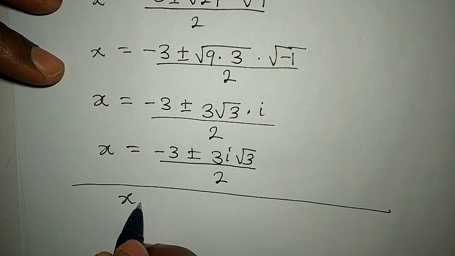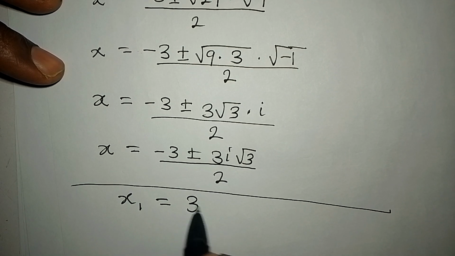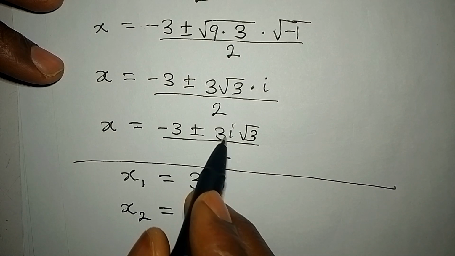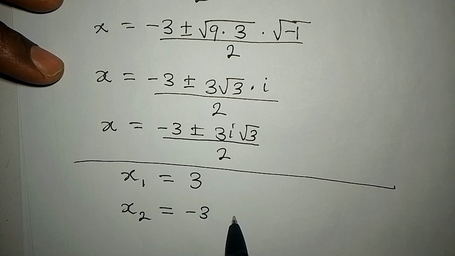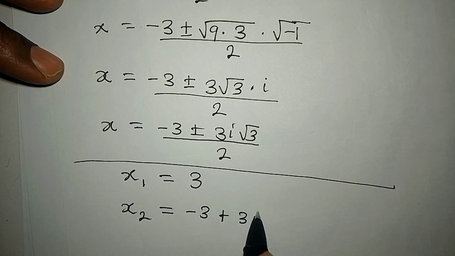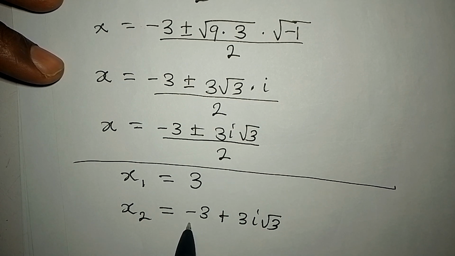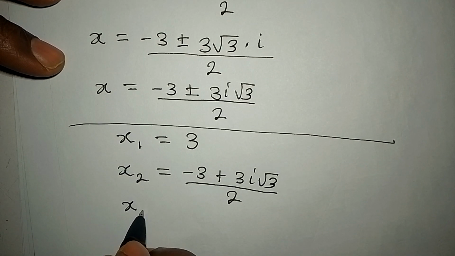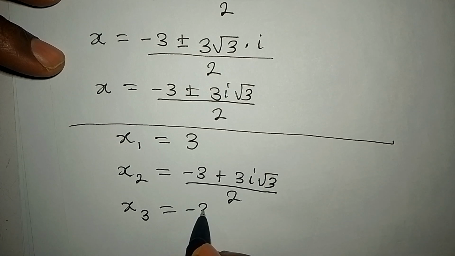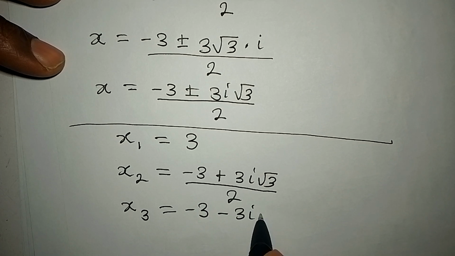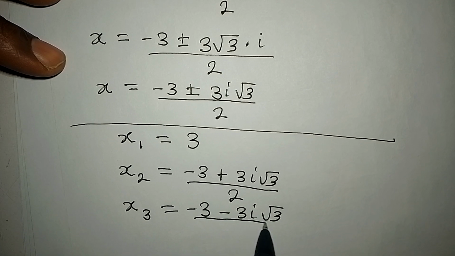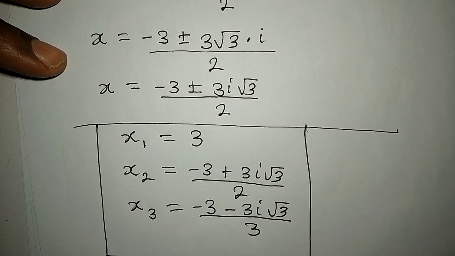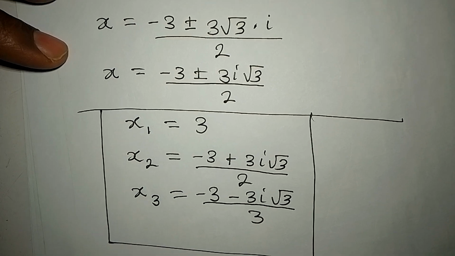We got x1 before, and that is equal to 3. Now what would be our x2? Our x2 is from here. We have minus 3 plus 3i root 3. Then we divide the whole of this by 2. Then to get our x3, we'll be having minus 3 minus 3i root 3, and this is all over 2. So from here now, we have the 3 solutions to the given equation.